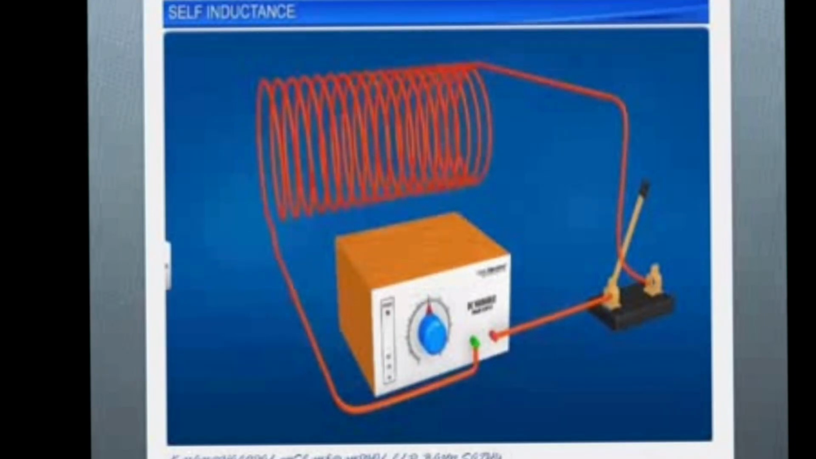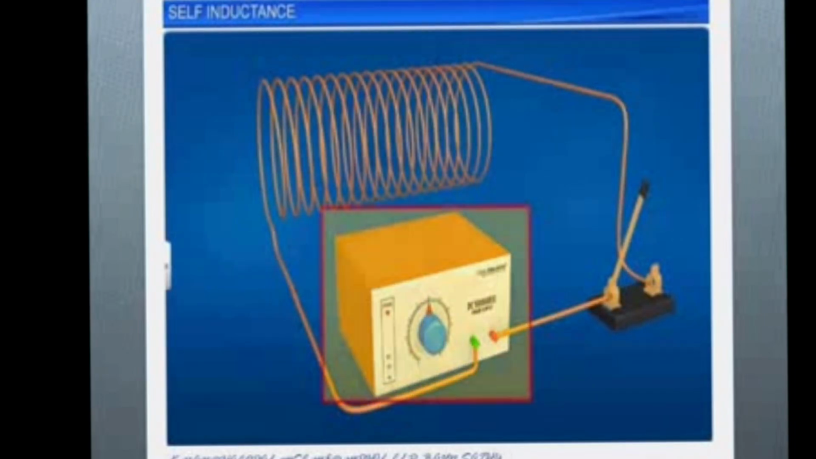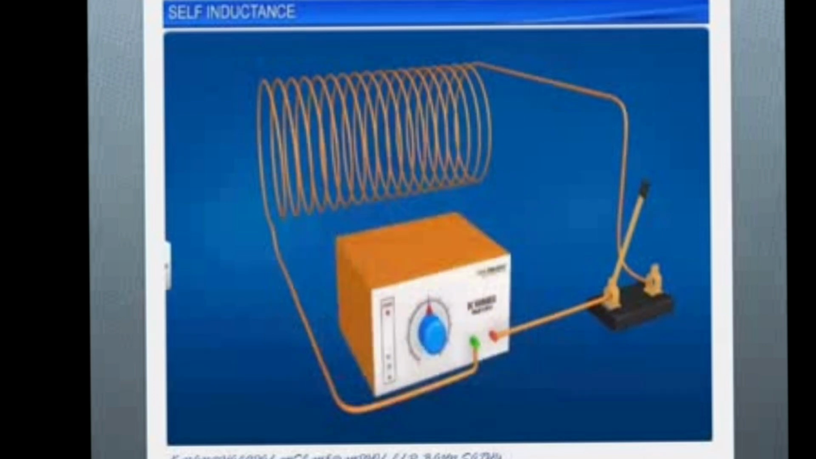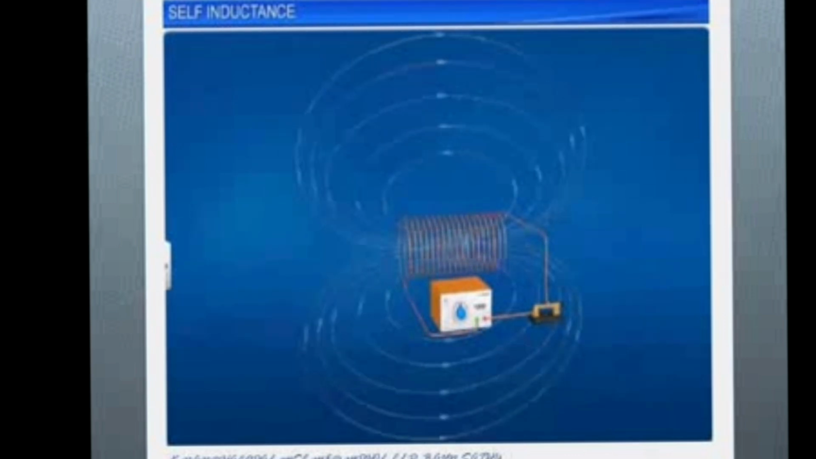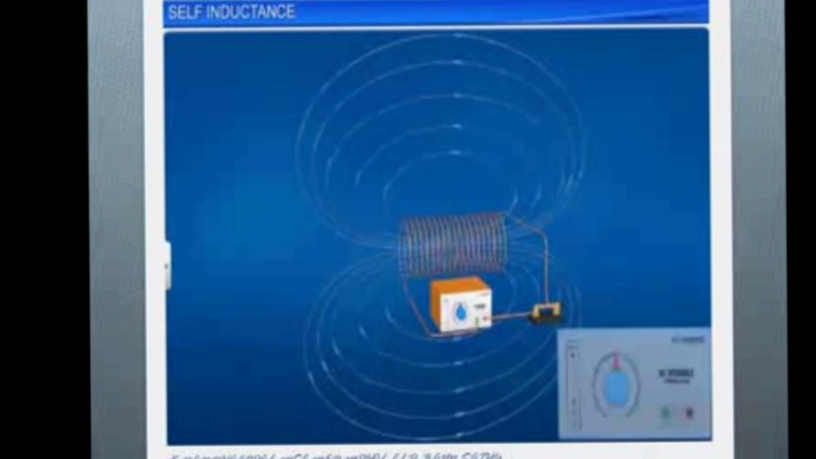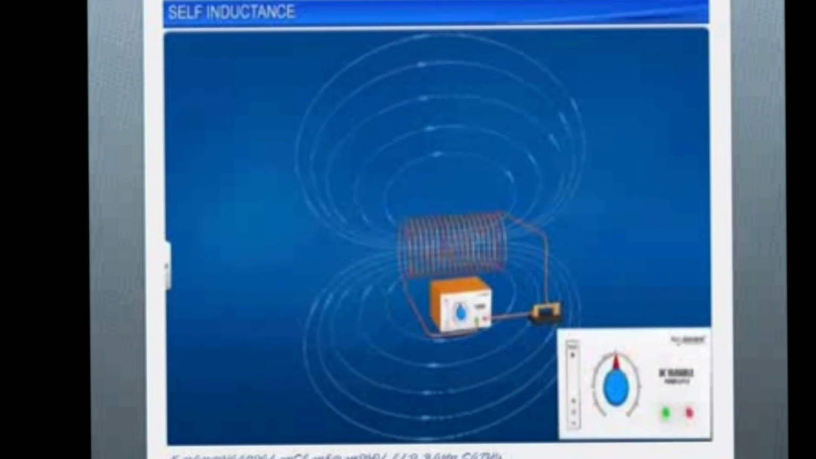So, self-inductance. A coil is connected to a battery and a key. The key is open now. When the key is closed, the current flows through the coil and a magnetic field is produced. Already you know that. That's the magnetic lines of force.